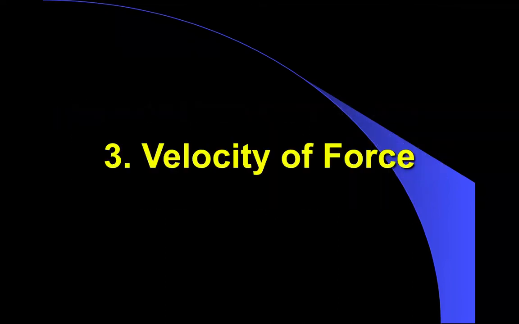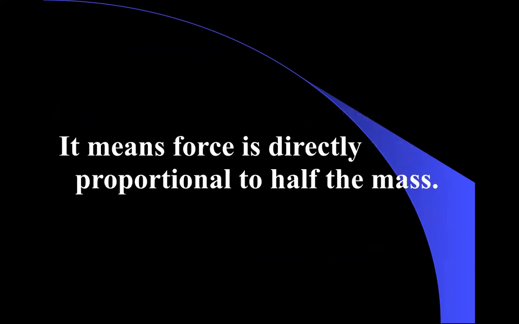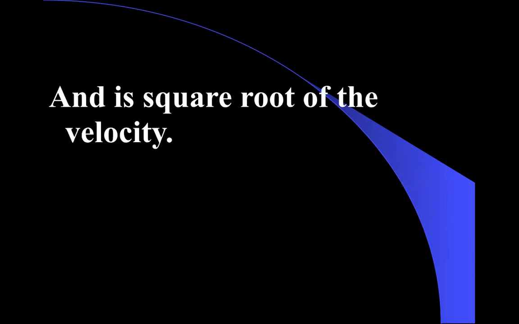Now the role of velocity in the force. When an object is moving at a definite speed, having a mass, it will have a definite force or energy in it, which is represented as: force is directly proportional to half the mass and square root of the velocity. So you can see that the force is directly proportional to half the mass and is directly proportional to square root of velocity.